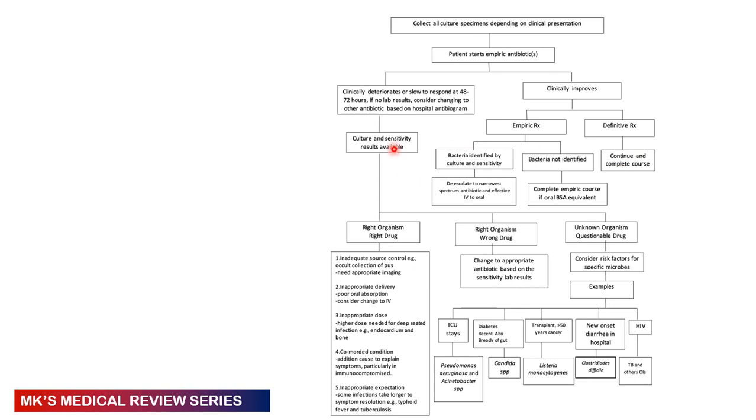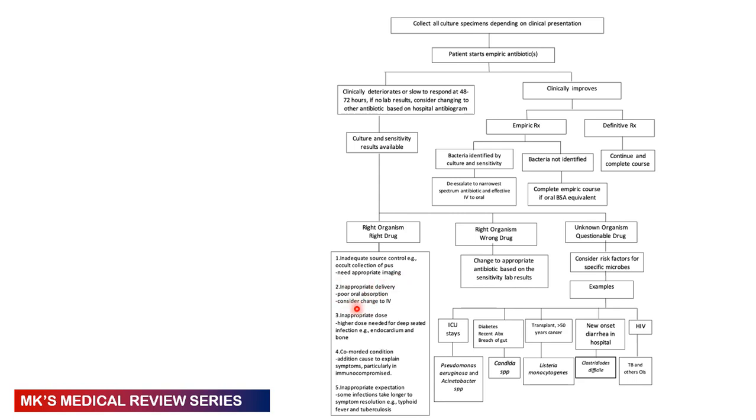Now, on the other hand, if they don't improve, then if the culture and sensitivity results are present, it could mean one of three scenarios. It could mean either that it's the right organism and you're giving the right drug, or you identified the right organism but you've given the wrong drug, or you don't know the organism and the drug that you're giving is quite questionable. So if it's the right organism and the right drug, it could mean that maybe the drug isn't reaching the site. There's a collection of pus somewhere that needs to be drained, or you need some imaging to locate it so that it's drained. For example, if you have an abscess of some sort, it has to be drained.